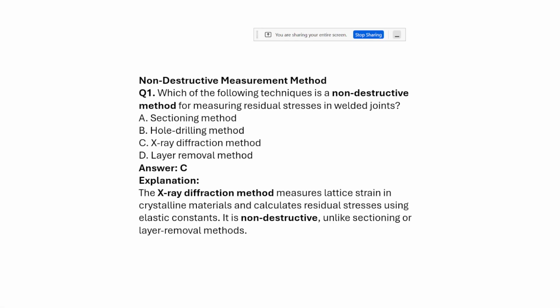So next, which of the following techniques is a non-destructive method to measure the residual stresses in a weld joint? I think, as we have seen, it is the XRD. The XRD method measures the lattice strain in crystal materials and calculates the residual stresses using the elastic constants. It is a non-destructive test.